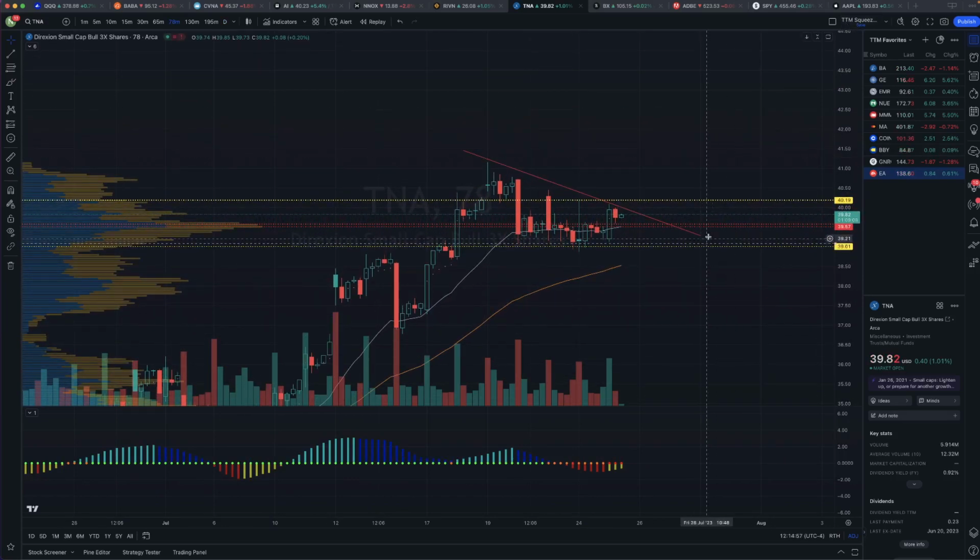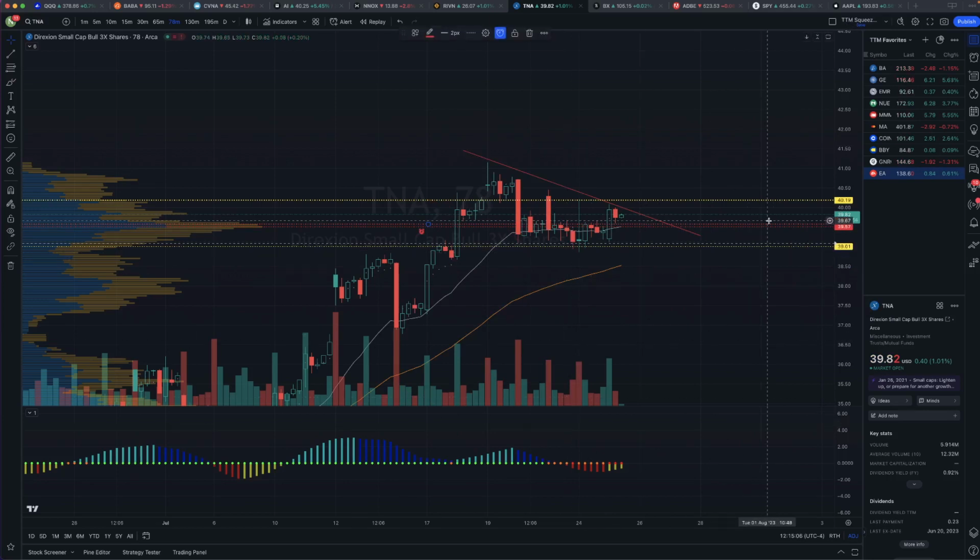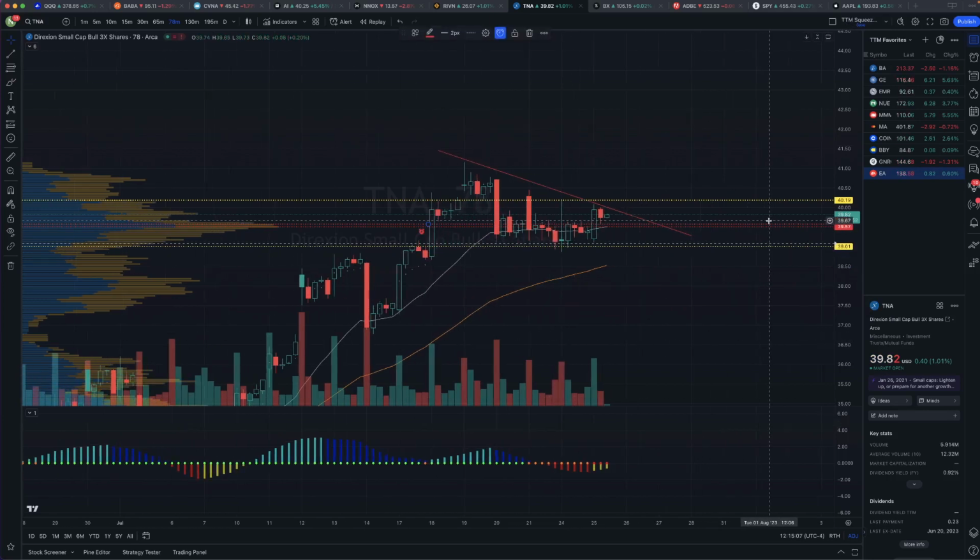All right, I've got an alert set in for an entry. I'm actually going to put another alert right in that point of control area. It's not at a spot I want to buy it right now, but I like that one.